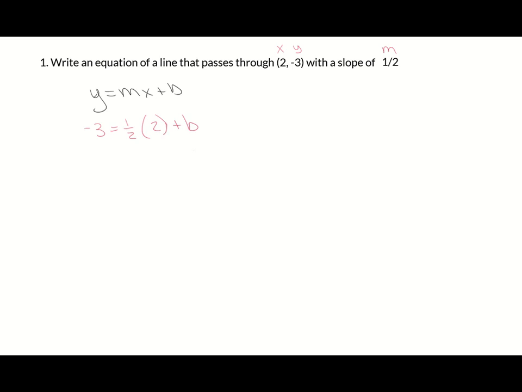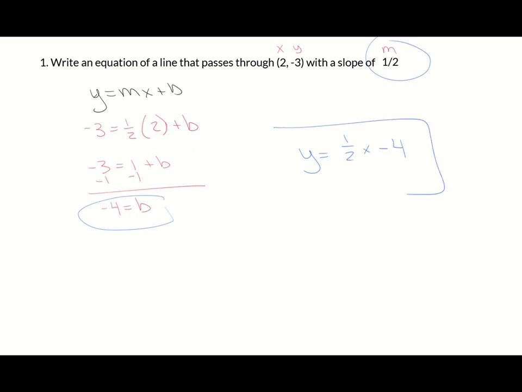So just solve. So you got -3, 1/2 of 2 is 1, plus b. So to get the b by itself, you would subtract the 1 from both sides, and you get -4 equals b. So now I have my y-intercept and my slope, so I just go y equals mx, so 1/2 x, plus b. When I add a -4, I'm just going to put -4. And that's it.